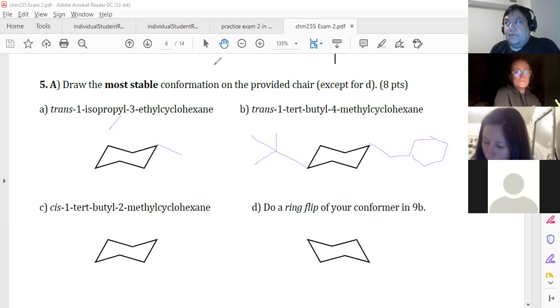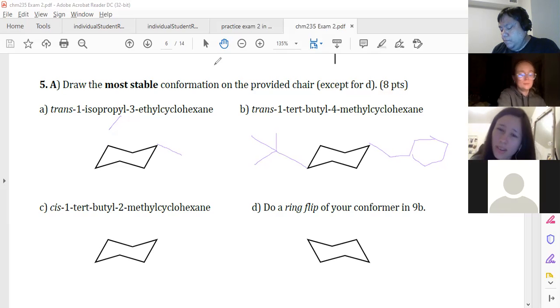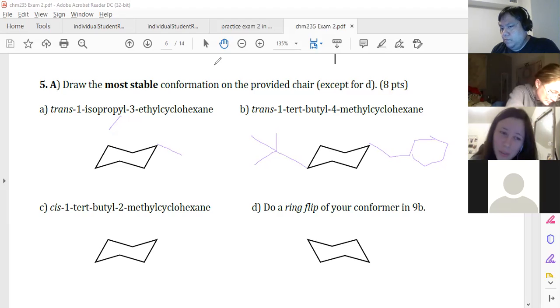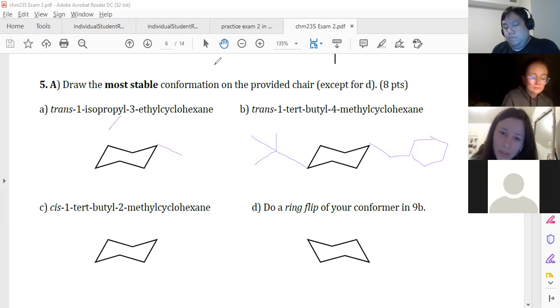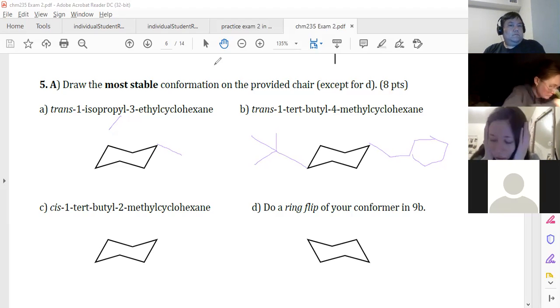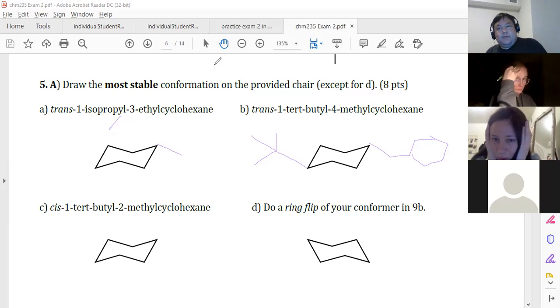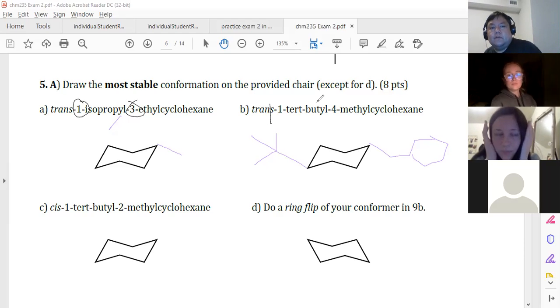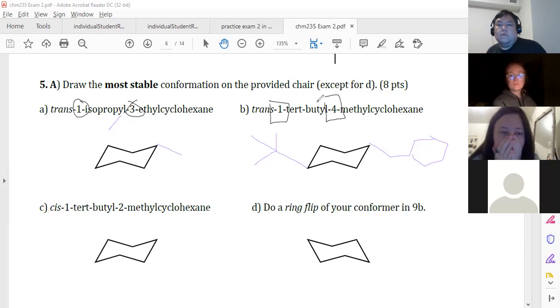Does that make sense, or are you a little confused by that? I think I'm a little confused. What confuses you? Because the other one we did, one was axial and the other one was equatorial, and now they're both equatorial. Are they on the same number of carbons? No. 1,3 versus 1,4. Oh, I get it.